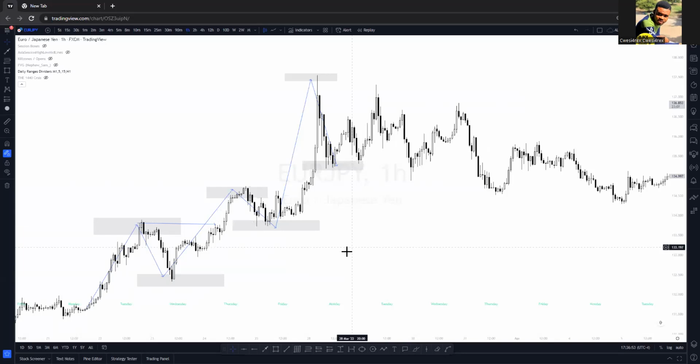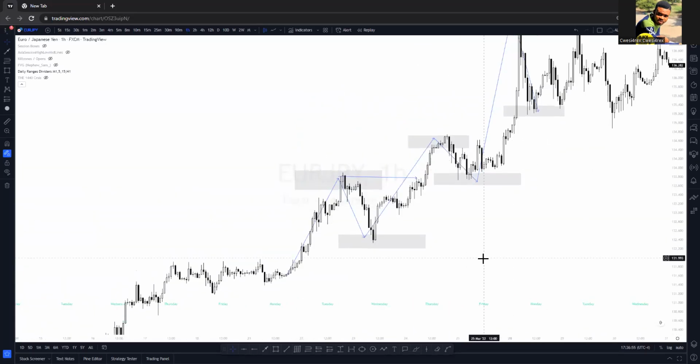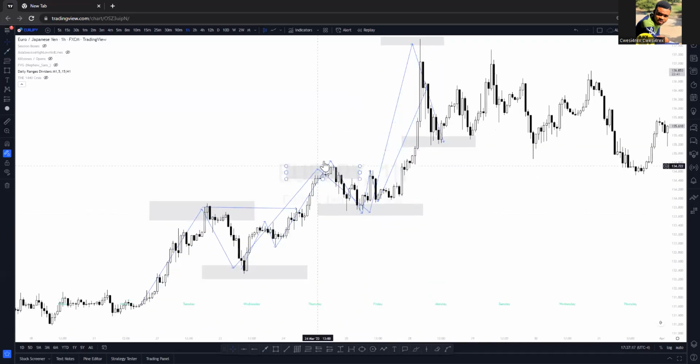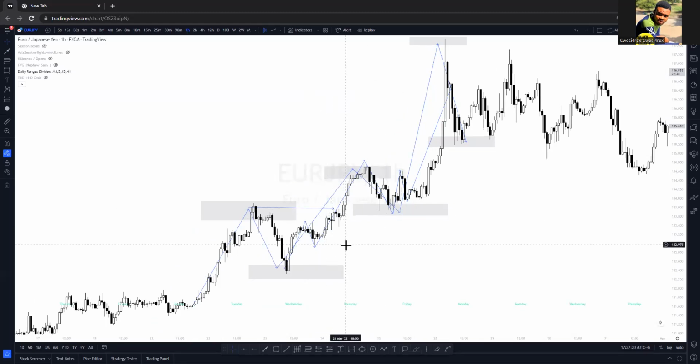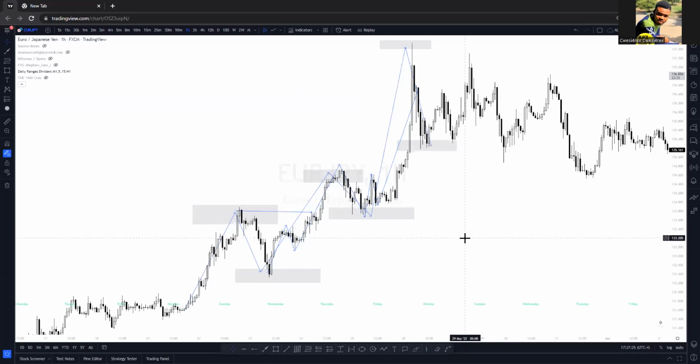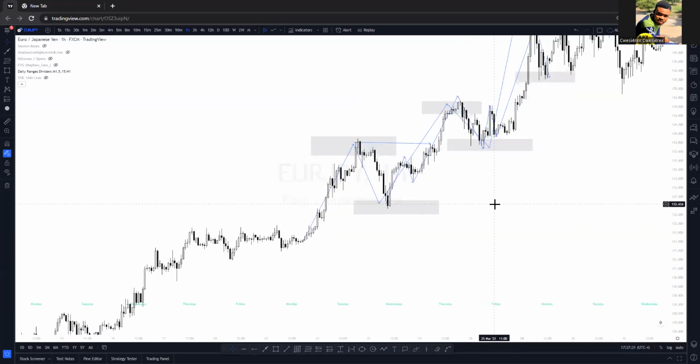Right. So in the H1, you can see we have these complex pullbacks inside. We had this before price went up, right? Over here we had this again, before price went up again. So all this within the H1 is what we call the complex pullbacks. Are you getting it? We call it the complex pullbacks, right?